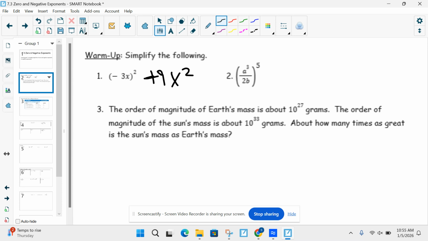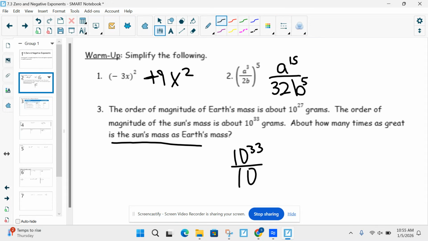Okay, number 2. Kevin? Good job. That is perfect. If you said 2 to the 5th, you can simplify 2 to the 5th as 32. And then for number 3, it says about how many times as great is the sun's mass as Earth's mass? Lydia. Good. So you do 10 to the 33rd divided by 10 to the 27th and subtract the exponents to get 10 to the 6th power.